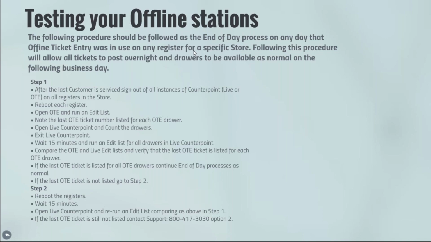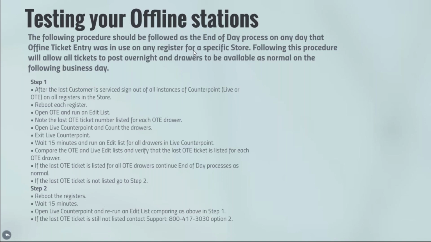So, important, step one: after the last customer is serviced out of all instances of Counterpoint, live or offline, on all of the registers in the store, reboot each register, open offline ticket entry, OTE, and run an edit list. Note the last offline ticket number listed for each offline station drawer. Open live Counterpoint and count your drawers. Excuse me, exit live Counterpoint. Wait a few minutes, recommended 15 minutes, and run an edit list for all drawers in live Counterpoint.